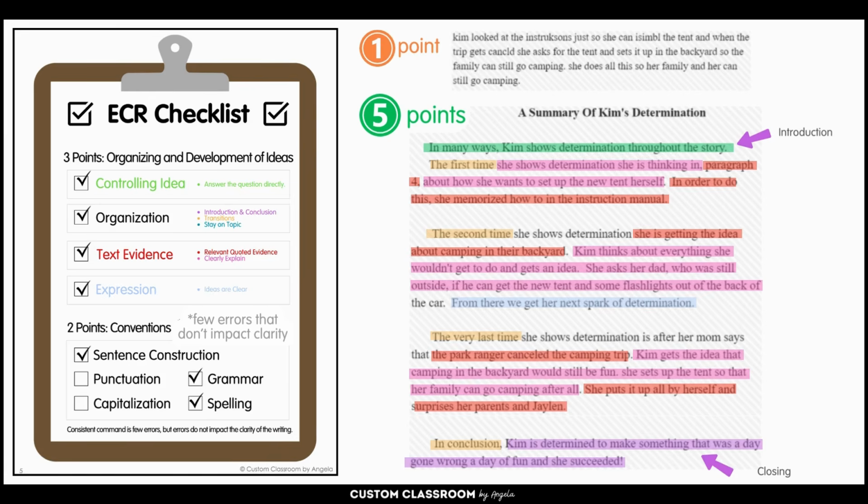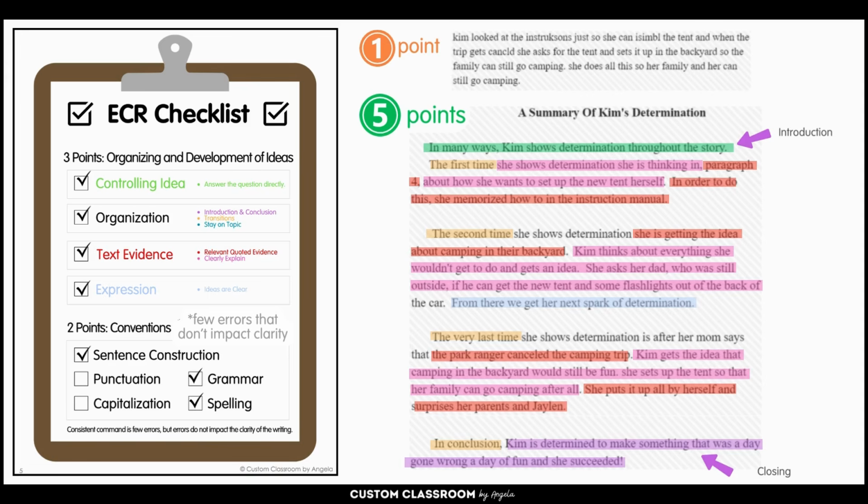The next point they get for text evidence, because they do include quite a bit of evidence here. It's not always directly quoted. A lot of times it's paraphrased, but that's okay. And they follow up with quite a bit of explaining how this is showing determination and kind of clarifying it. And then their expression and ideas are clear and easy to follow. And one sentence that was highlighted as pointed out in this section was, from there we get her next spark of determination, which is a great way to craft your exact overall feelings in this essay.